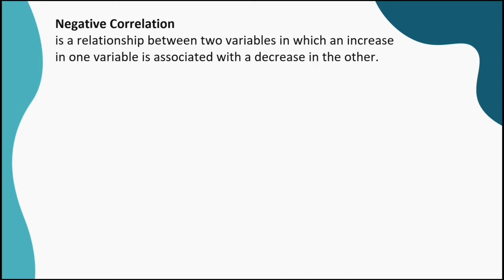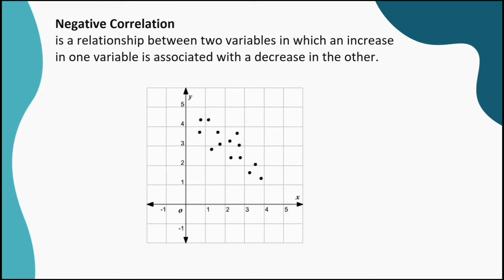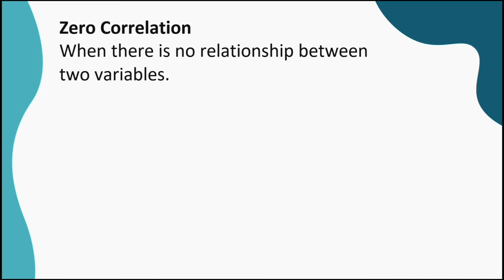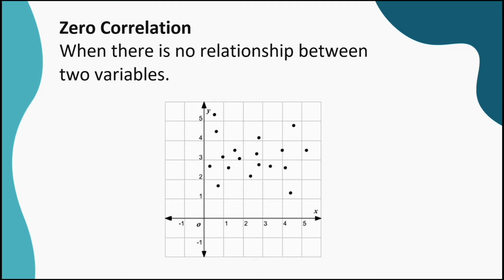Next is negative correlation. It is a relationship between two variables in which an increase in one variable is associated with a decrease in the other. If x increases, y decreases, or vice versa. For the last type of correlation, we have zero correlation, when there is no relationship between two variables.